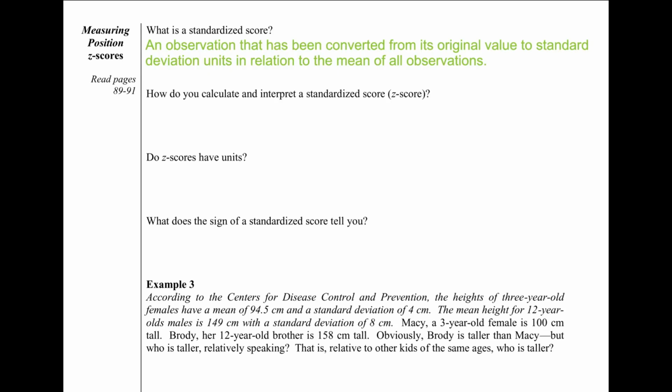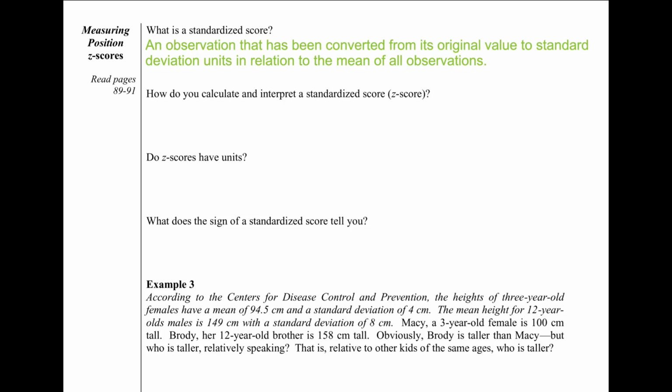All right, so let's go ahead and talk about what is a standardized score. When we take a measurement of an observation and then convert it from its original value to standard deviation units, the number of standard deviation units in relation to the mean of all observations. So that is the very formal definition. Once we do a few problems, I think you'll understand what it is. And actually, maybe when we take a look at the formula, which is what we're going to do next.